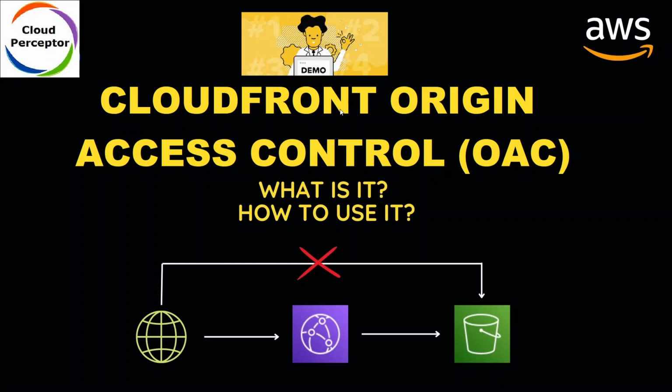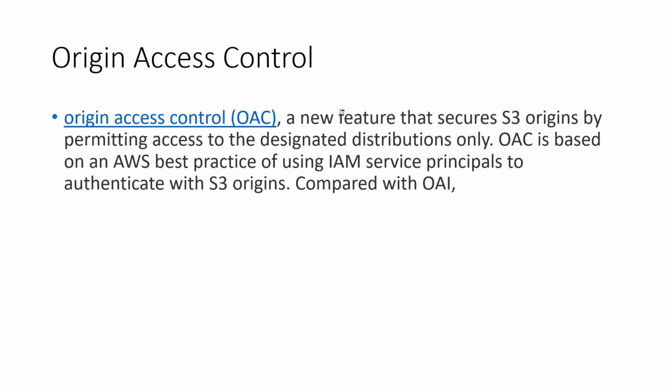In this video, I'm going to explain CloudFront Origin Access Control. I'll explain what it is and how you can use it. So OAC, Origin Access Control, is a new feature that secures S3 origins by permitting access to designated distributions only. OAC is based on the AWS best practice of using IAM service principals to authenticate with S3 origins. So OAI is kind of legacy now.